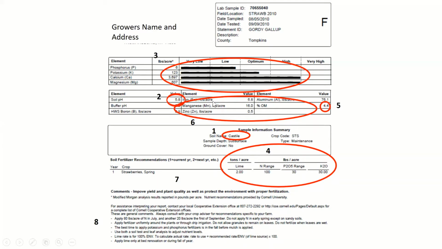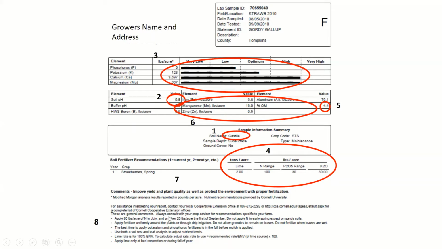So 6, these are the other elements, more the micro elements, aluminum, iron, manganese, that is important. And then 7 is just about all the comments.